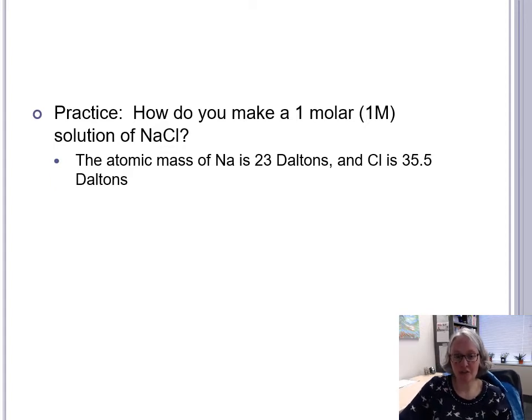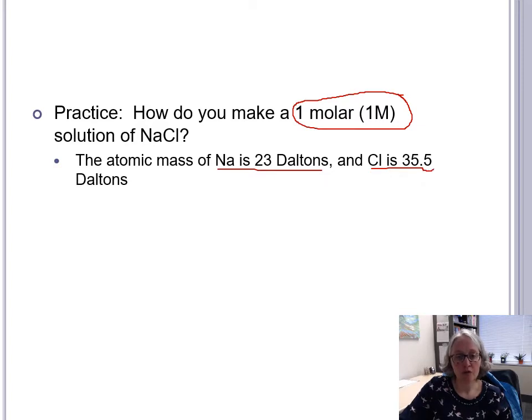All right, let's see if we can do this question. How would you make a 1 molar solution of sodium chloride? We're being asked to make a 1 molar solution. Remember, that means 1 mole dissolved in 1 liter volume. It tells me that the atomic mass of sodium is 23 daltons and the atomic mass of chlorine is 35.5 daltons.